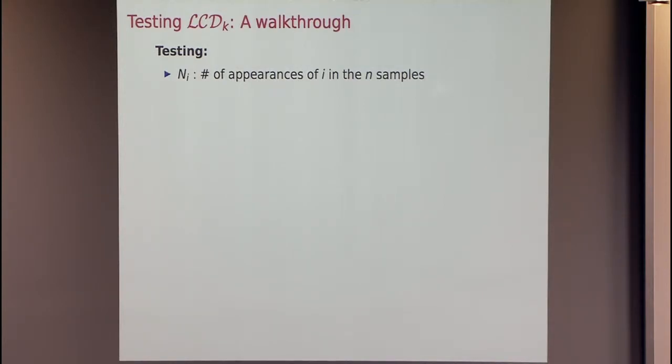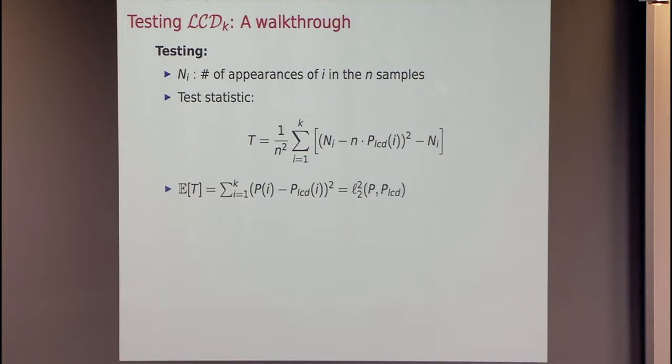Now we go to the testing phase. We have learned a log concave distribution. How do we test against it? So let N_i denote the number of times symbol i appears when you have sampled n times. And this is the test statistic. Okay, let's not worry what it is. Let's just look at its expected value. Its expected value will be just the squared L2 distance between P and the underlying distribution. This is just the computation of mean and variance of binomial distributions.